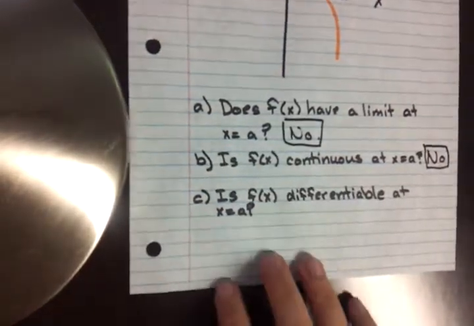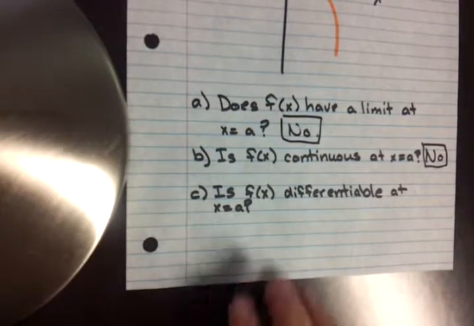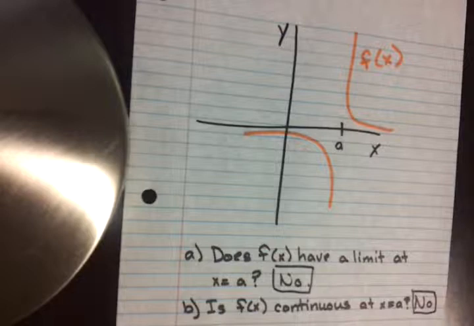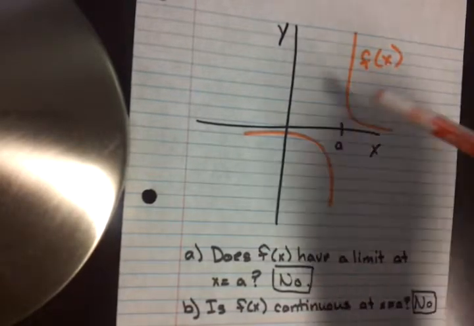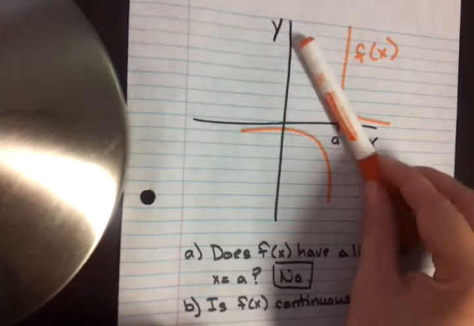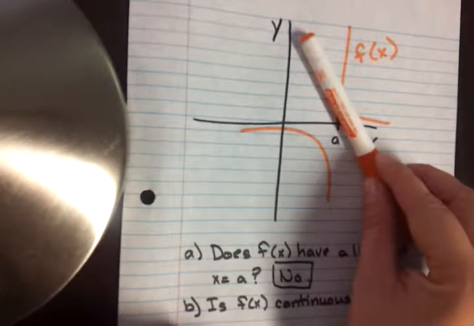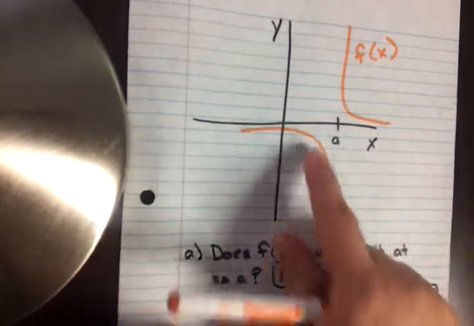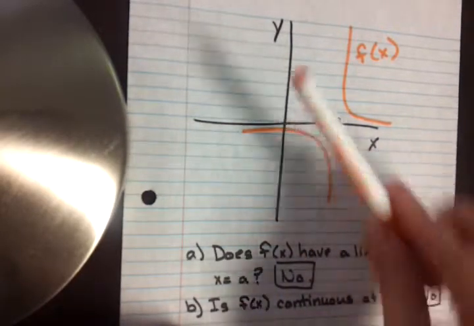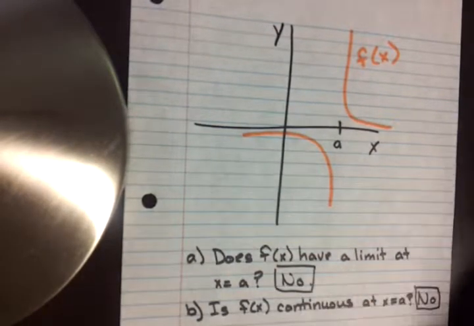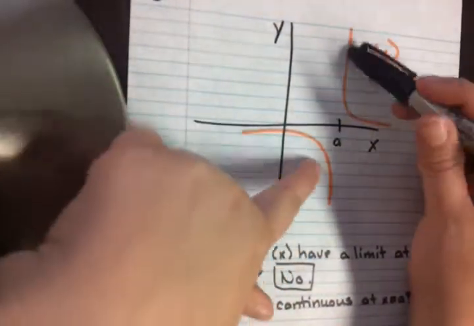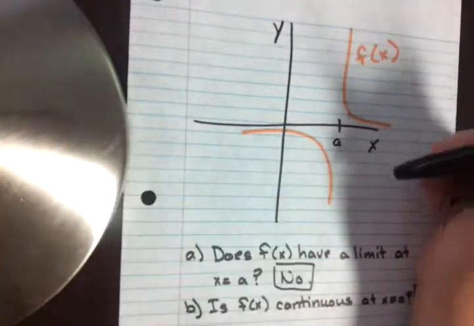And finally, is f of x differentiable at x equals a? That's a different question than you've been asked in the past, but one of the things you need for something to be differentiable, for you to be able to take a derivative, is a point on that function where you can draw a tangent line. If I wanted to draw a tangent line at this point, it would look something like that. But you have to have a point on your function to take that derivative. In this case, it never actually touches a. There's no point at a that we can take that derivative from.